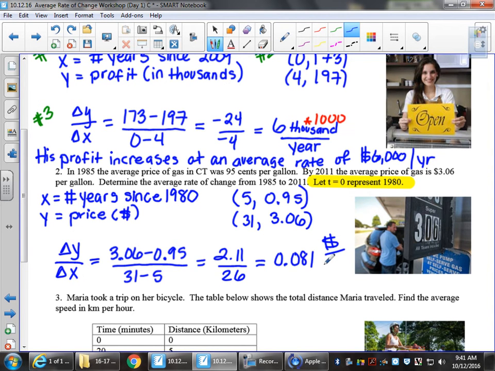And then per, and then what's in the bottom? So what's the measurement for X? What's the unit? Right? X is all about years. So now how do I make sense of this? What am I going to say?